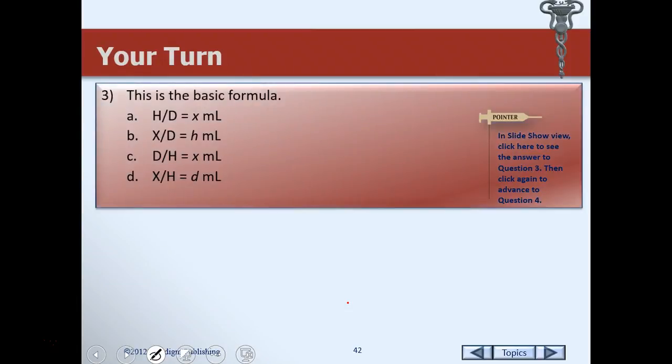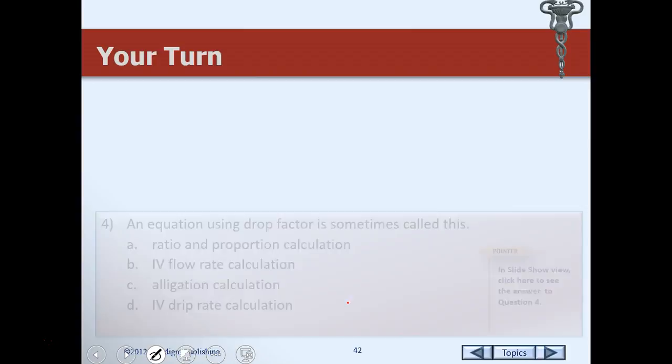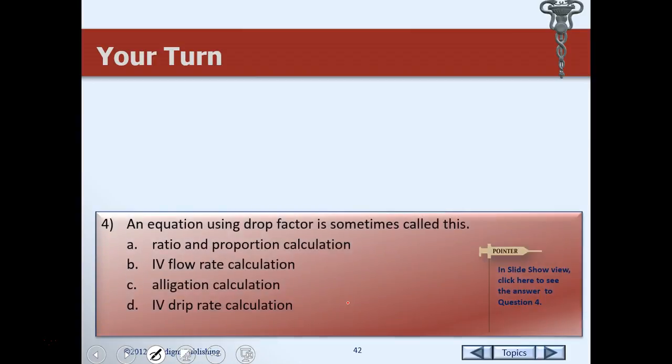All right. So which one of these is the basic formula? All right, D over H is equal to X. Remember, that only works if your original concentration of the drug from stock is over 1 milliliter. An equation using drop factor is sometimes called what? If it's got drop factors, it's a drip rate. All right, very good. Some questions for you.